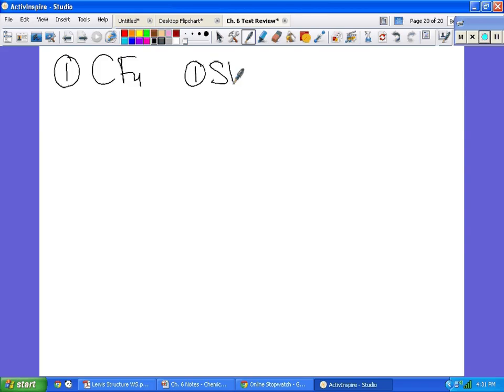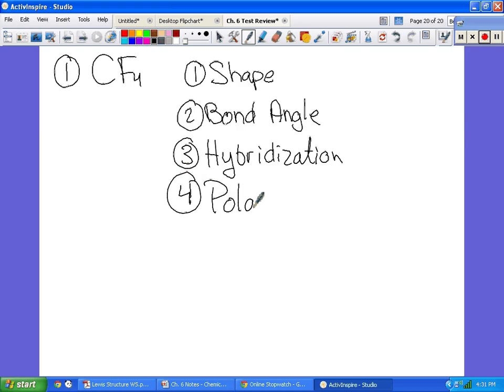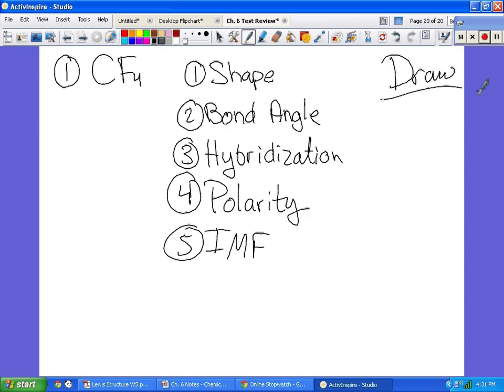Number 2 is just going to say the bond. Now, I may do these out of order, but overall, that's what is going to be there. Number 3 is going to be the hybridization. Number 4 is going to be the polarity. And number 5 is going to be the IMF between 2 of them. And then it's going to say draw it. So that's exactly what it's going to look like.